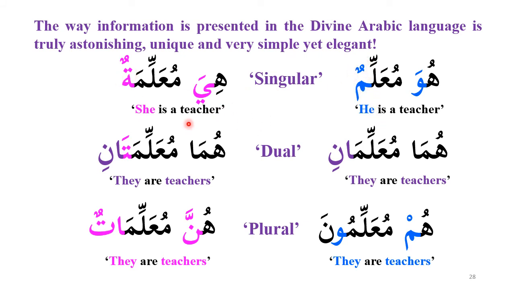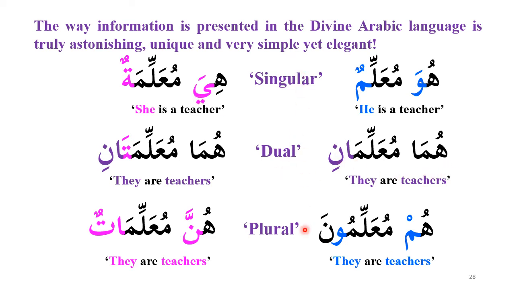If it is feminine, say hiya muallimatun, she is a teacher, and then you can see that the ta marbuta is there. That's why it is feminine. But here, notice, wow, I've shown you before that waw is masculine. Now here ha is feminine, because ha is a pronoun, and you know this is a third person and has two dots, so it has another meaning of feminine.